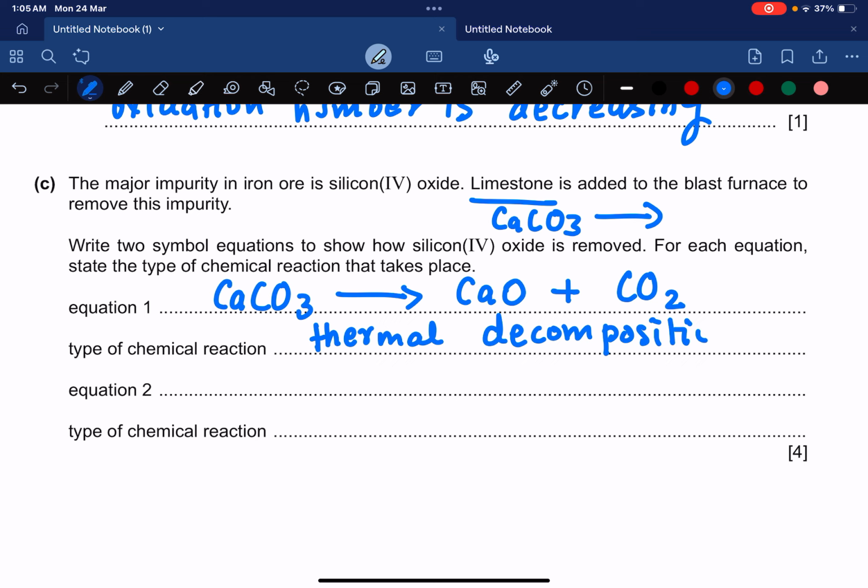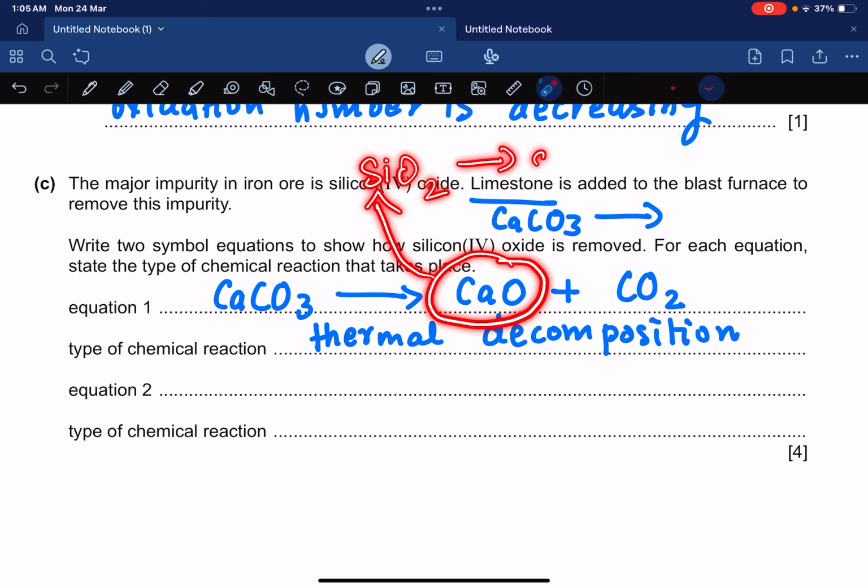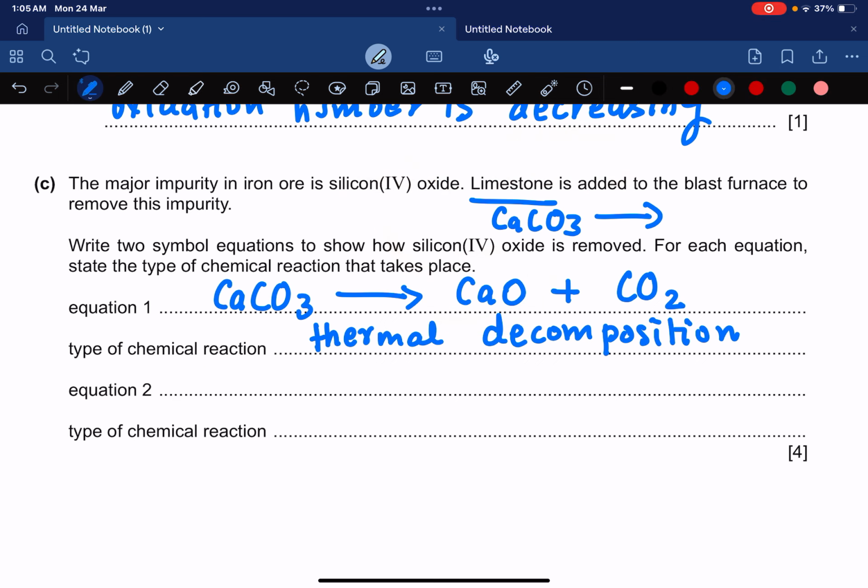Achha, ठीक है, the second thing is going to be, now this calcium oxide which you formed is going to react with your silicon oxide to form slag, and slag is going to be removed. That's how you remove silicon oxide, the impurity. So now what you do is, this calcium oxide formed is going to react with SiO2 to form calcium silicate. This is your slag, and the chemical name for it is calcium silicate.